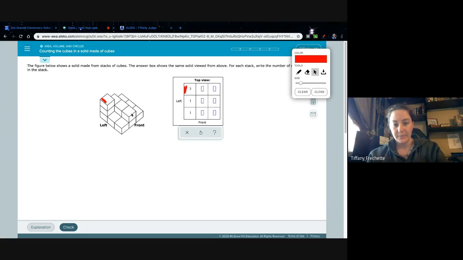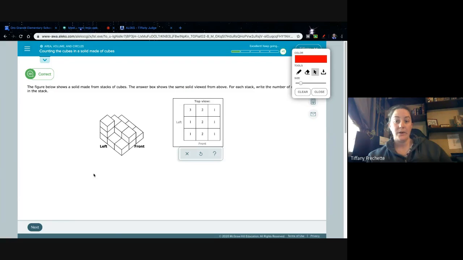And then if I go to the middle here and look at the front, I have 1, 2, and they're all the same height. So all of these have 2 cubes going along. And then if I look at this last row here, I have 1 high, and they're all, again, the same height, so these all must be 1s. So let's go ahead and check. And we got that one.